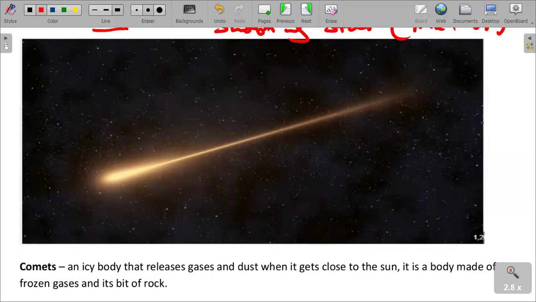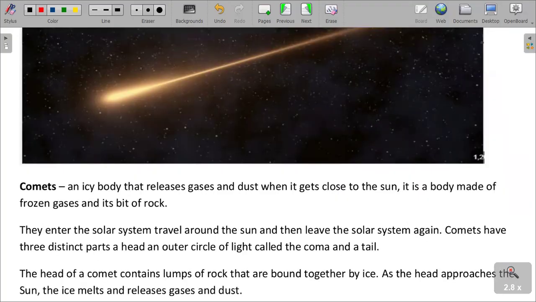A comet is an ice body that releases gas and dust when it gets closer to the sun. It is a body made of frozen gases and a bit of rock. What you need to know again is that comets enter the solar system, travel around the sun, then leave the solar system again.